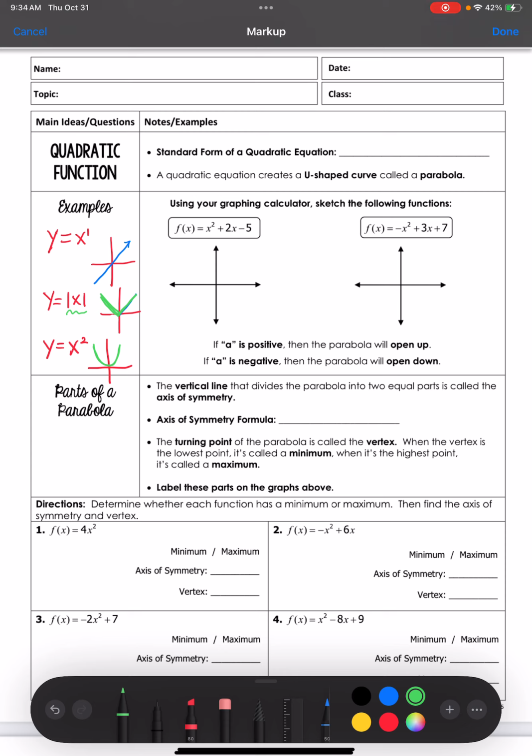So we're gonna try to actually graph them by hand later, but before doing that, I want you to look at two examples of quadratic functions given here using the Desmos calculator. So before using the Desmos calculator, let me write down the standard form of a quadratic equation. You can take a note with me.